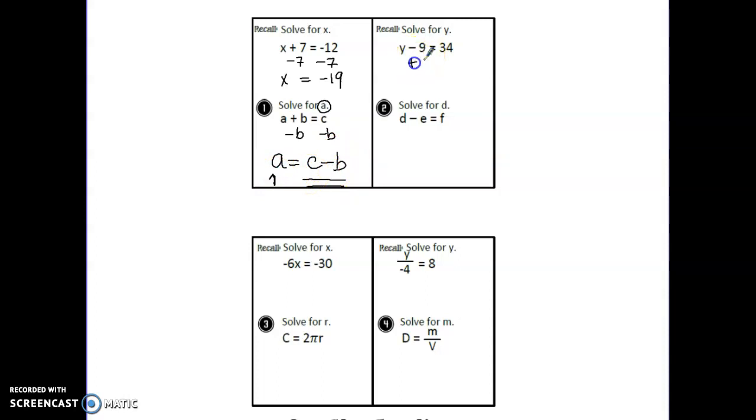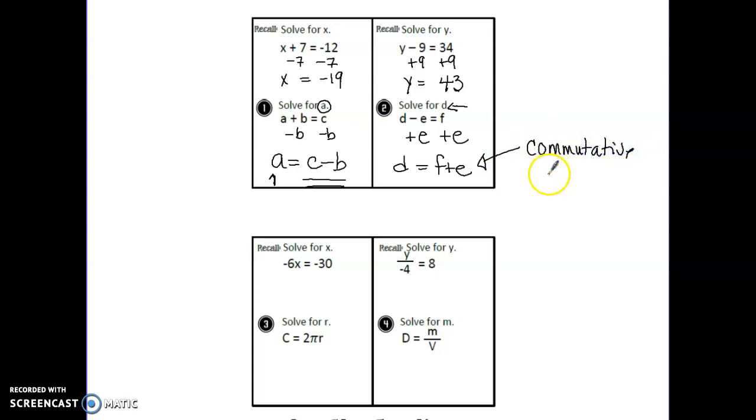When you're subtracting, you would have to add to both sides. What you do to one side, you do to the other. You would get y equal to 43. If you are solving for d here and you have taken some number away, you're going to do the inverse by adding to both sides. So d is actually equal to f plus e. Just so that you've seen this word a few times, this is the commutative property: order doesn't matter when you're adding or multiplying. But be careful, when you're subtracting and dividing, it does matter.